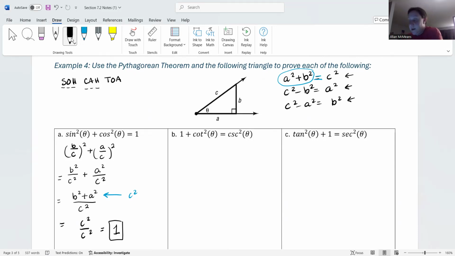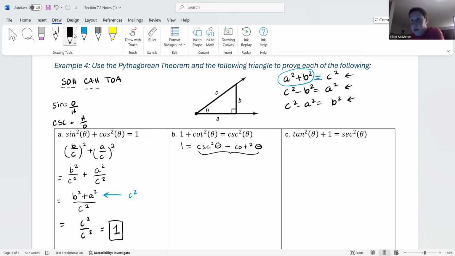Okay, so for part B, let's play around with this a little bit. Let's say we want to solve this for 1. So we want to say, okay, 1 is equal to cosecant squared theta minus cotangent squared theta. So let's prove that this really equals 1, okay? So remember, when you're dealing with cosecant, it's the reciprocal of sine. So we know that sine is opposite over hypotenuse. Therefore, cosecant is hypotenuse over opposite, okay?